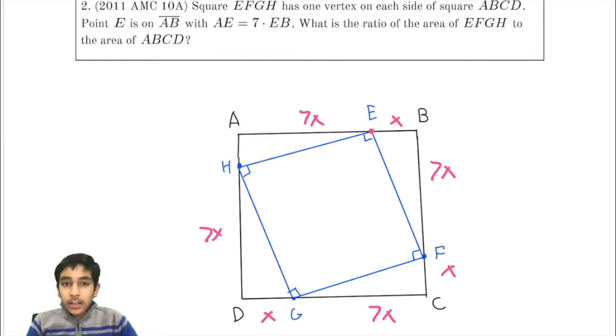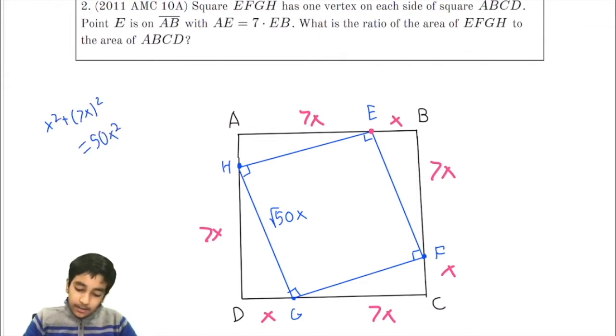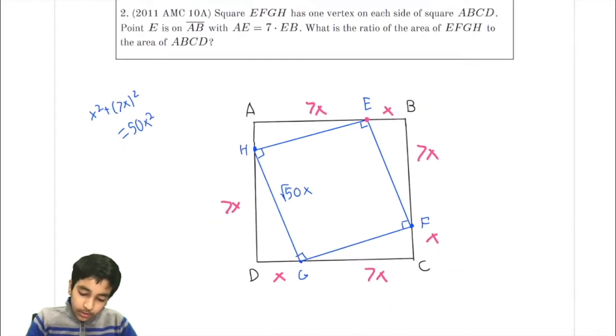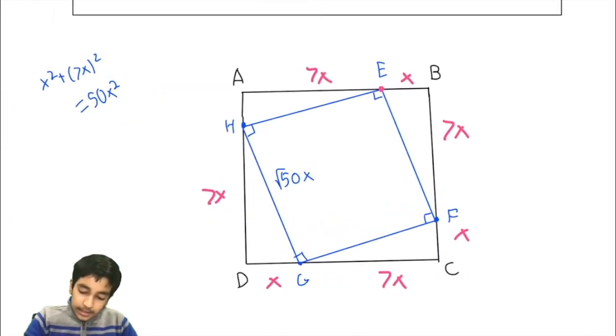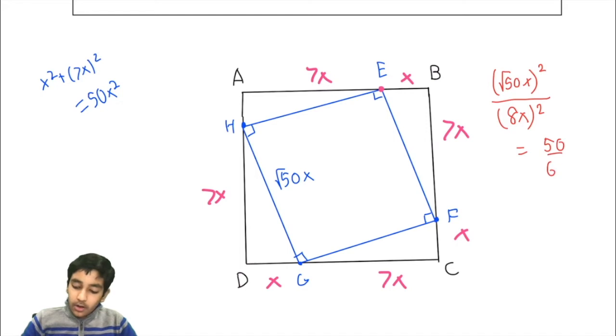To find the ratio of the areas, we need to look at the ratio of sides. So we can see that by the Pythagorean theorem, GH is going to have a length of square root 50 x, since we do x squared plus 7x squared, which is equal to 50x squared, and the square root of that is square root 50 x. And then we can see that the ratio of the area of the blue square to the area of the black square is just going to be equal to square root 50 x squared over 8x squared, since 7x plus x is 8x, which is equal to 50 over 64, which is 25 over 32.